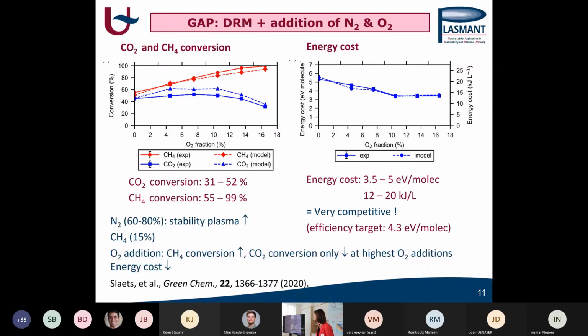And also we found that nitrogen actually helped to stabilize the plasma. So in many effluents there is a lot of nitrogen present. So this actually seems to be even beneficial. And also oxygen addition helps to improve the methane conversion, and only for higher oxygen fractions it did reduce the CO2 conversion to some extent. And the energy cost also was reduced upon oxygen addition.